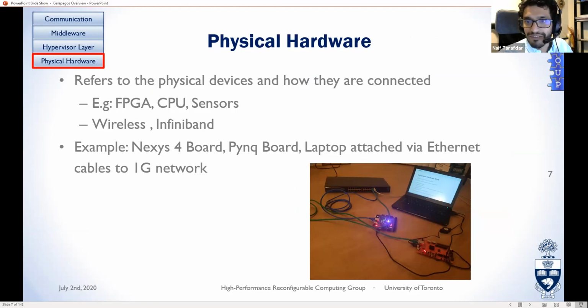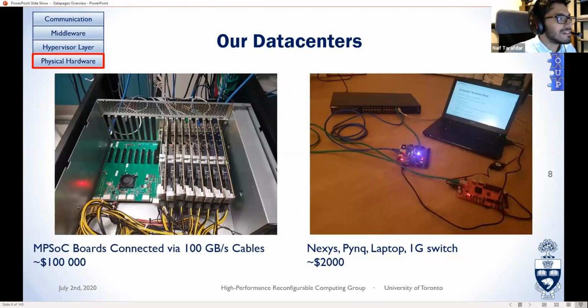This could be FPGAs, CPUs, or whatever devices that you have. In this picture, I have a dinky setup of my own data center in quotes, and here's a Nexus board with my laptop and a 1 gigabit switch. But more interestingly, on the left-hand side in this diagram, I have another data center with a bunch of MPSoC boards. The approximate cost of the data centers on the left-hand side and the right-hand side is a 50x difference. But the takeaway is that with the same abstraction layers, it can work on both data centers. So with the right abstractions, a user doesn't have to code any differently whether they have the right-hand side data center or the left-hand side data center or anything in between.